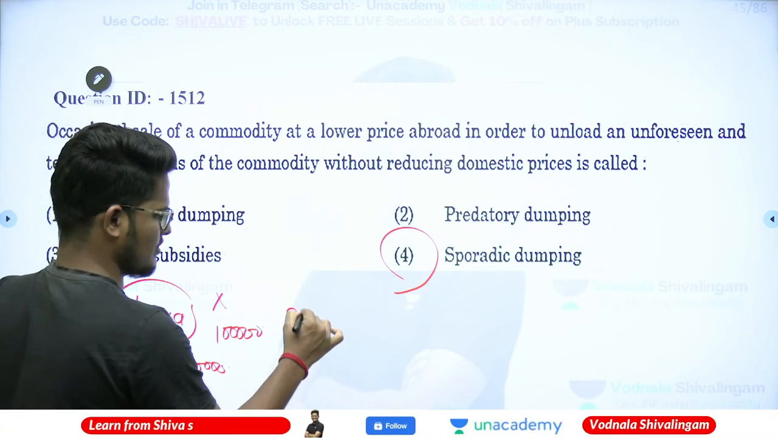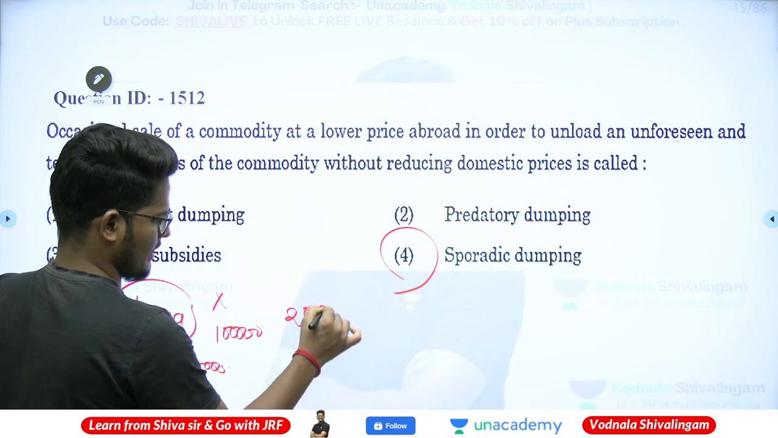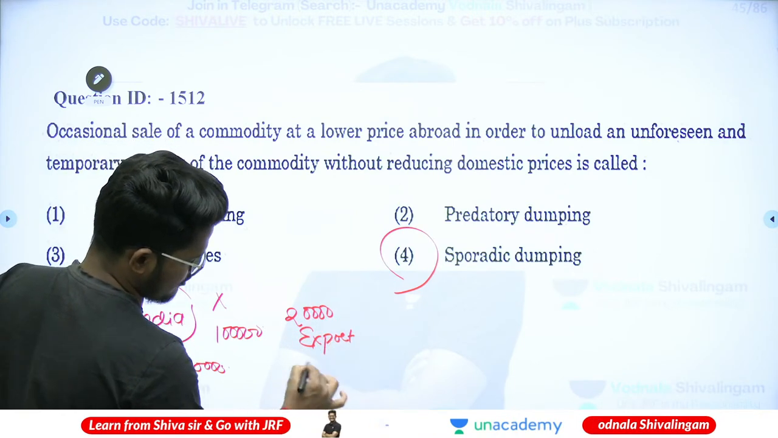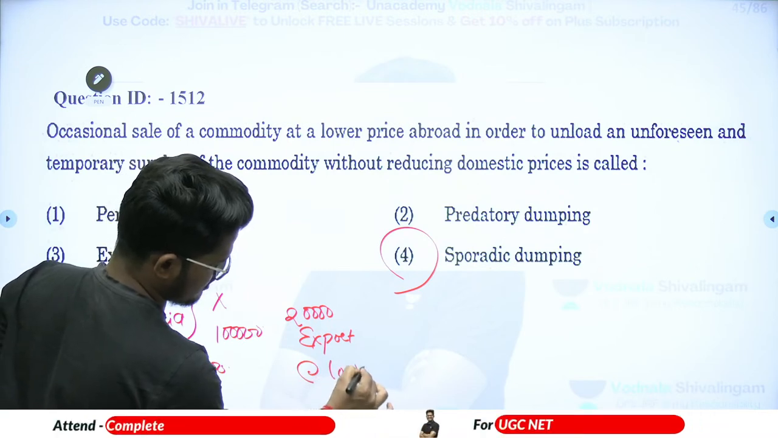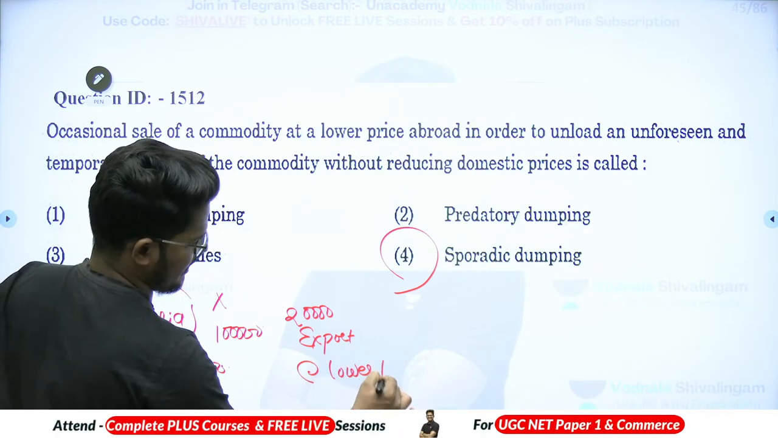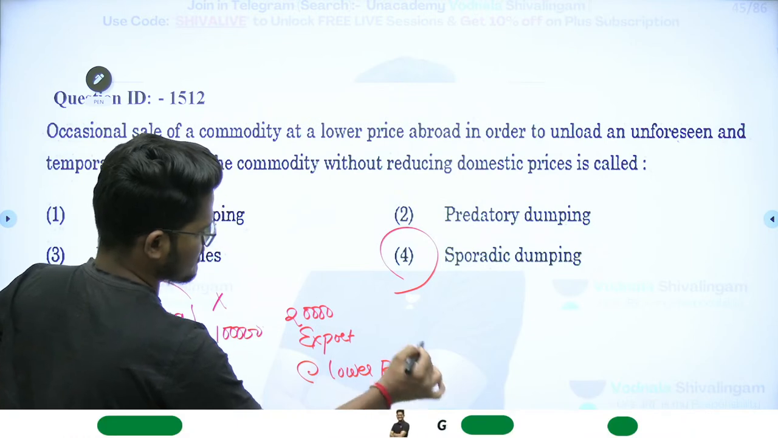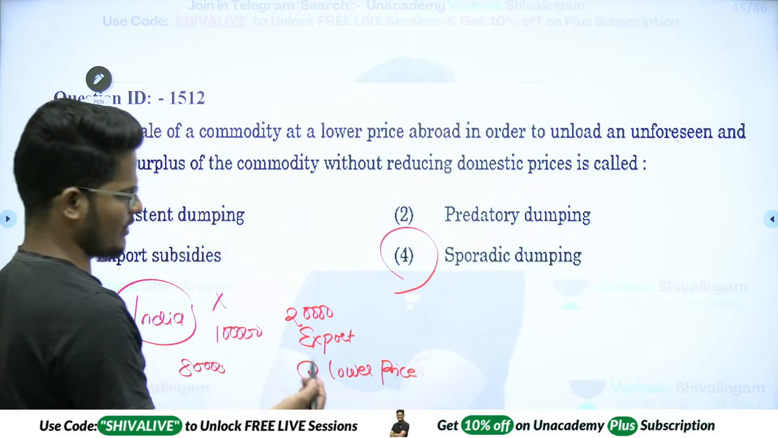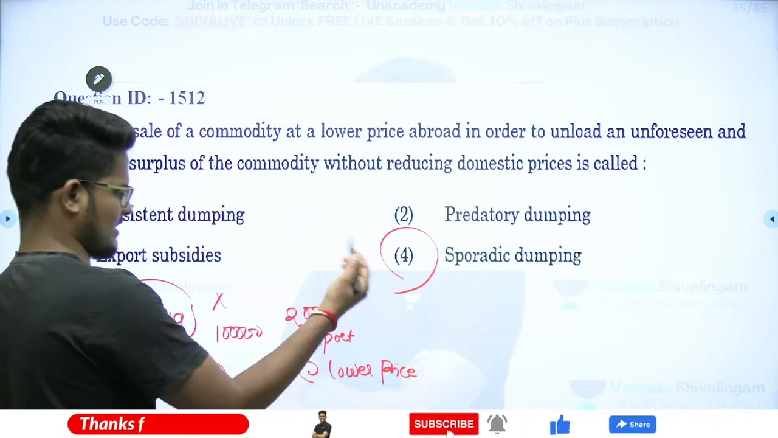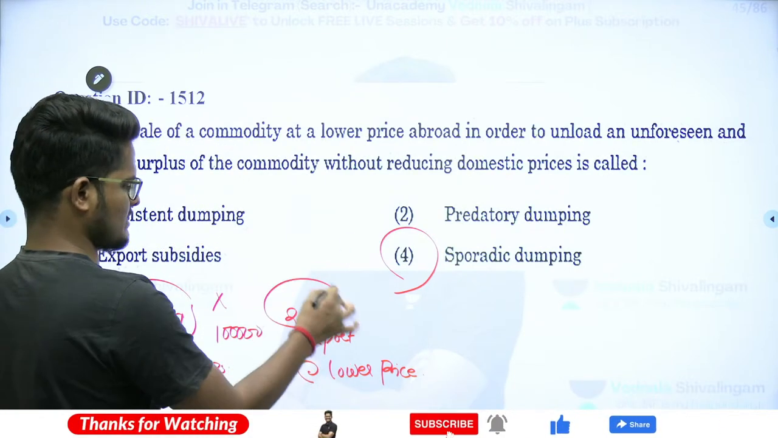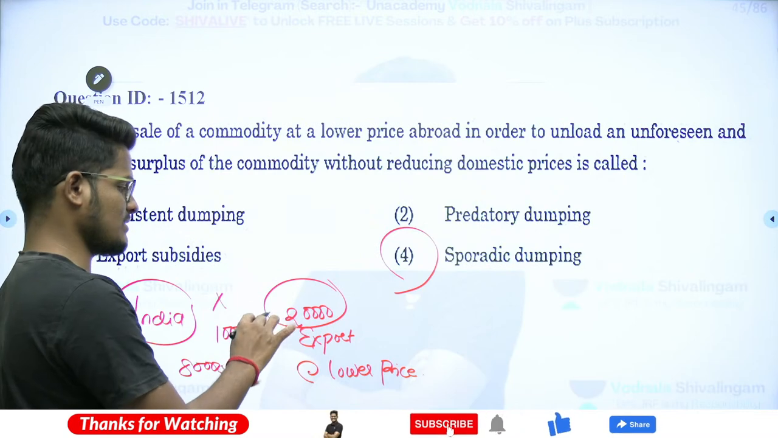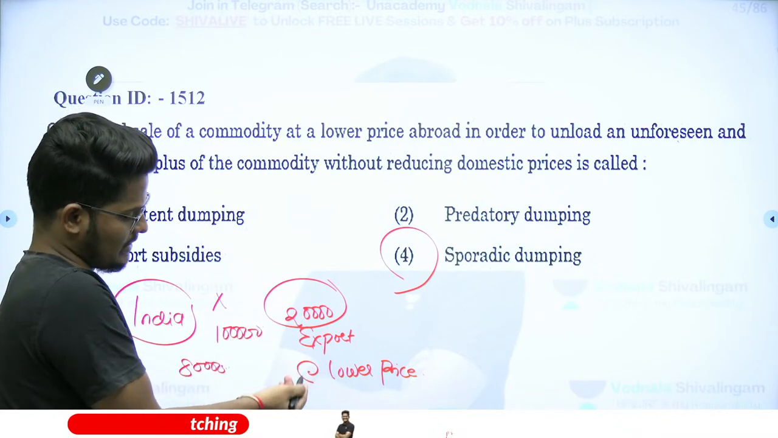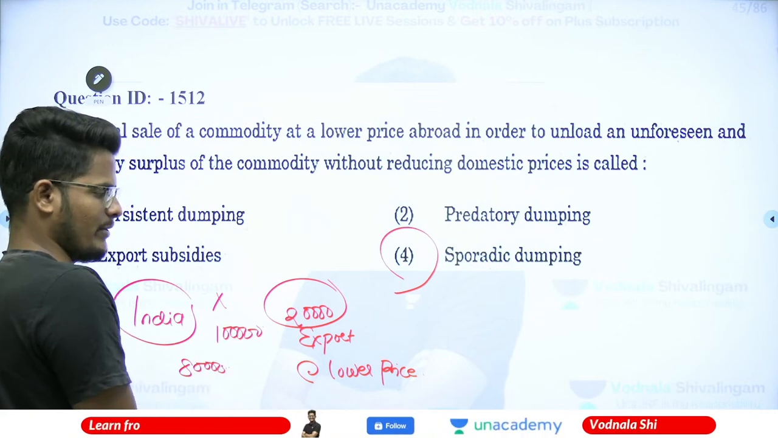That 20,000 you will be exporting to other countries at a lower price because you want to sell the excess stock. At a lower price only you are selling it or exporting to other countries. It may be below the cost price also. Why are you selling at lower than the cost price? Because you are having excessive stock. If you don't sell at lower than the cost price also, then it will be wastage.